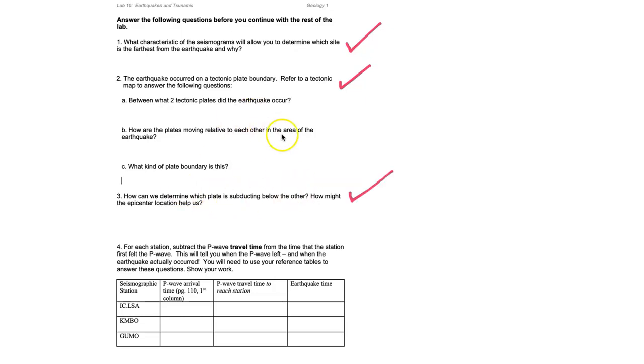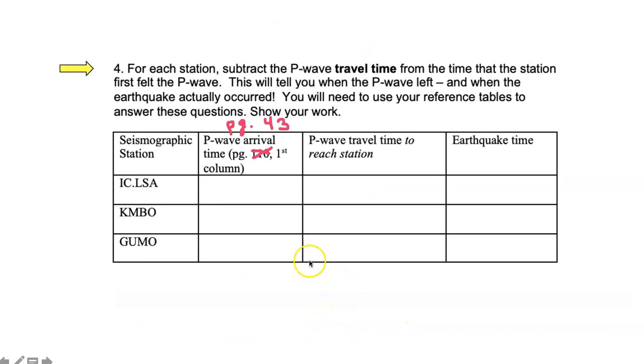And then how could we determine which plate is subducting beneath the other? So just think about this question. How would the epicenter location on a map help us know which plate is going down? And then finally, we have this last part, which is definitely tricky, so I want to go through this. I'm going to blow it up here. And again, we have a little page number error.